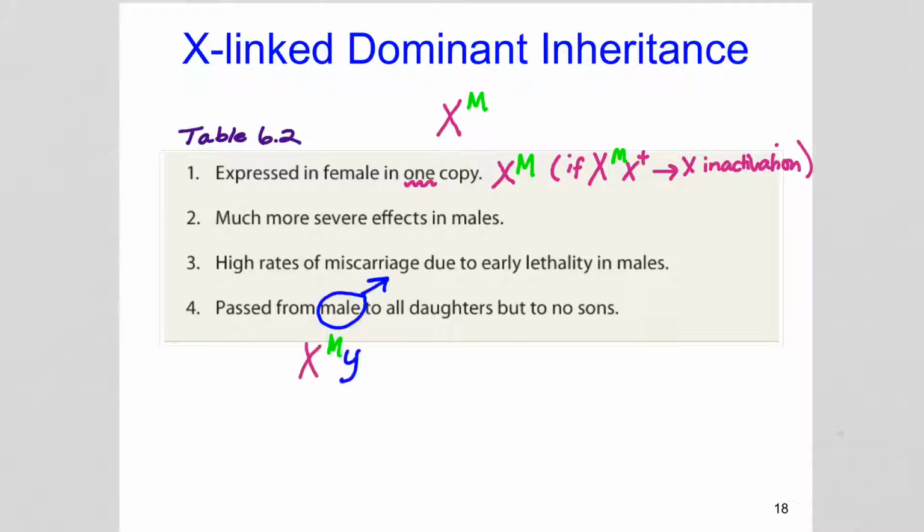These conditions are also passed from males. So here we can see if we do have an affected male, so he survives to be born, and the condition in some cases isn't severe enough to prevent him passing on the mutation, the male will pass the condition on to every single one of his daughters. That mutation is going to be passed on, but not to any sons. And that's because he's only going to pass on the Y chromosome.